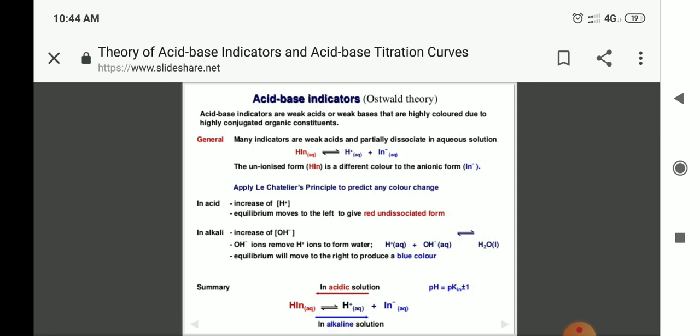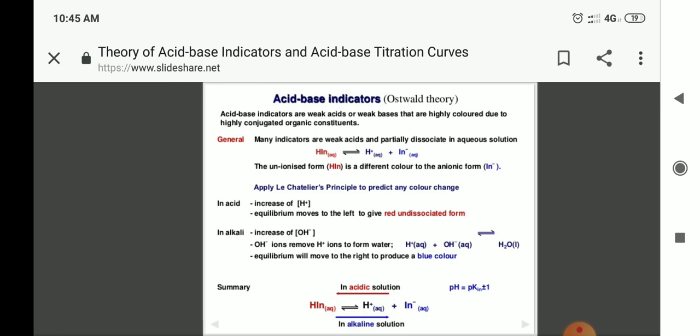Acid base indicators are weak acids and weak bases that are highly colored due to highly conjugated organic constituents. In general, many indicators are weak acids and partially dissociate in aqueous solution. In this reaction, HIn in aqueous solution gives H plus and In minus. The unionized form HIn is a different color from the anionic form In minus, and we apply Le Chatelier's principle to predict any color change.